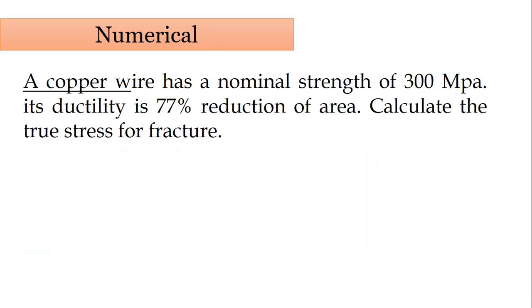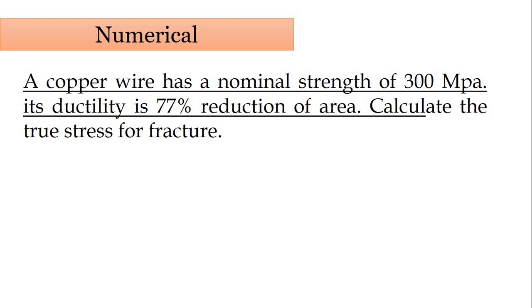A copper wire has a nominal strength of 300 megapascal. Its ductility is 77% reduction of area. Calculate the true stress for fracture.